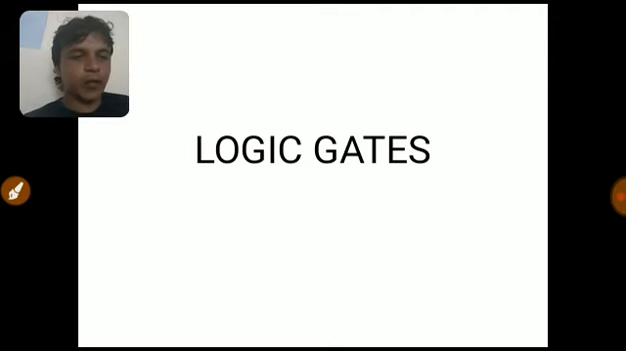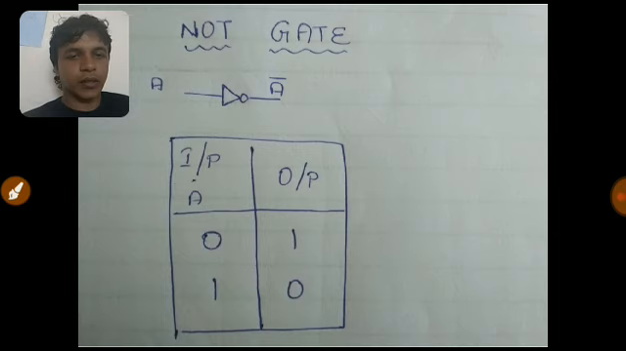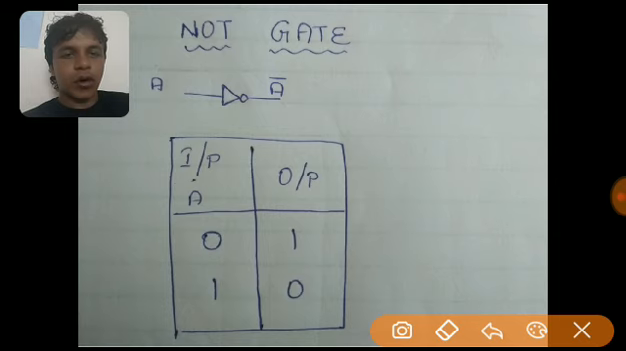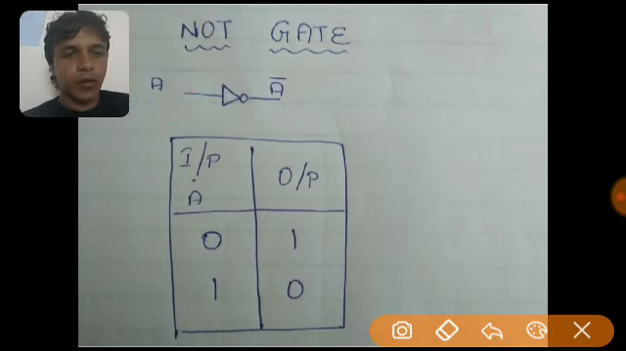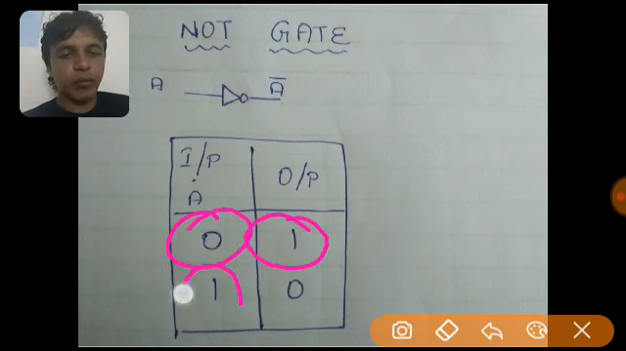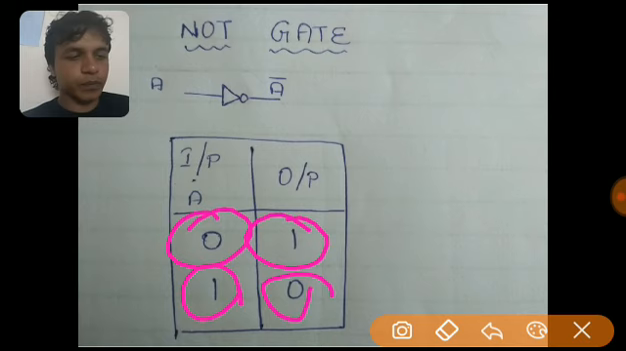All right, now let us enter into the video. This slide shows the NOT gate. For a NOT gate, when an input A is given, the output we receive is A bar. And this is the symbol of the NOT gate. Just look at the truth table. When the input is 0, the output is 1. When the input is 1, the output is 0.